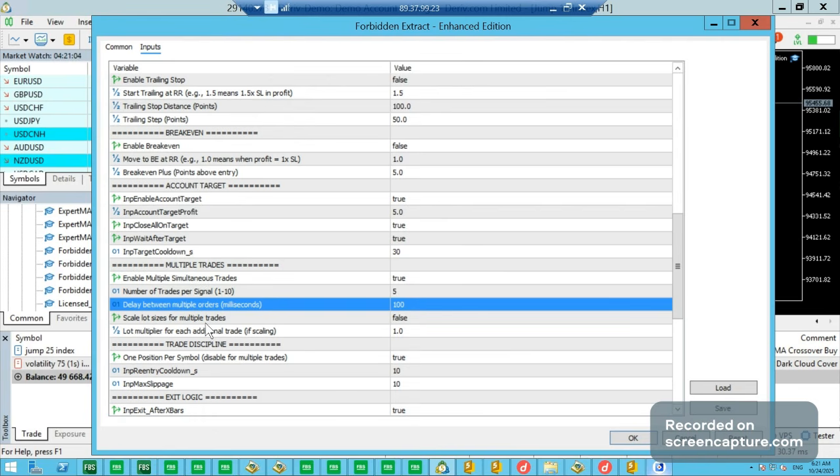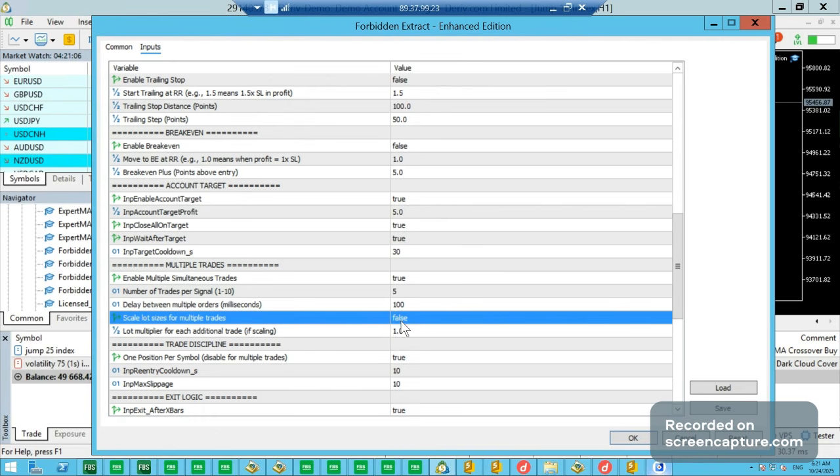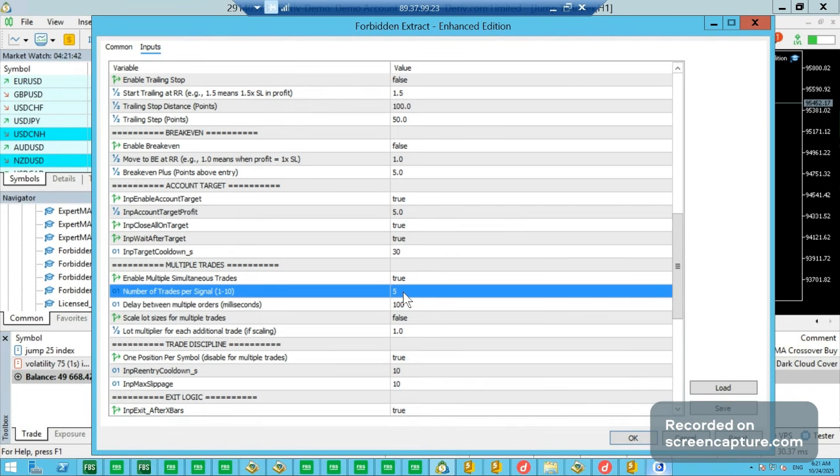So, scale lot size for multiple trades. Now, if you have your lot size at 0.01 and you set this one to false, and the EA executes 5 trades, it's going to execute those 5 trades on the same lot size of 0.01. But if you activate this to true, the EA is going to execute these 5 trades on different lot sizes.